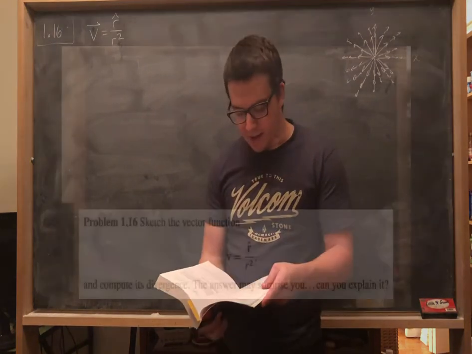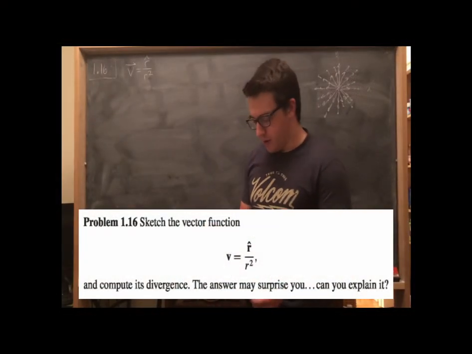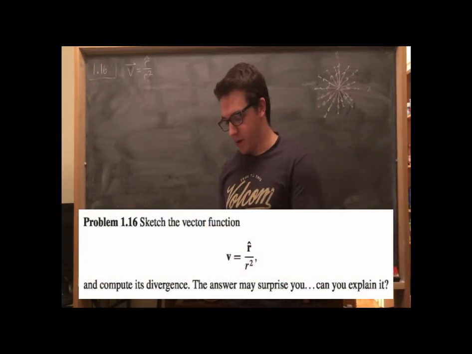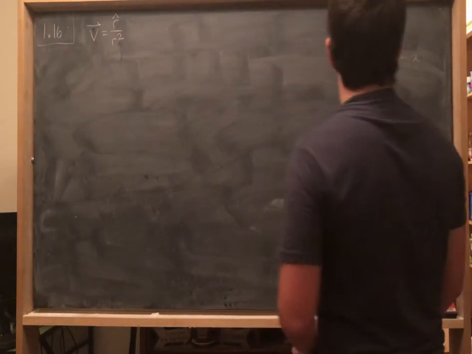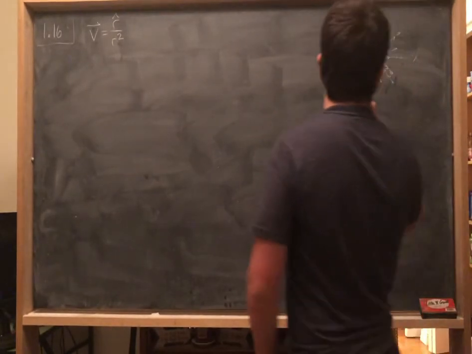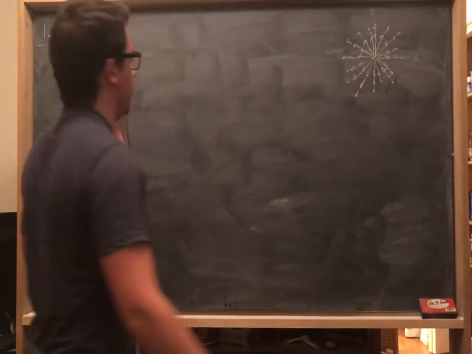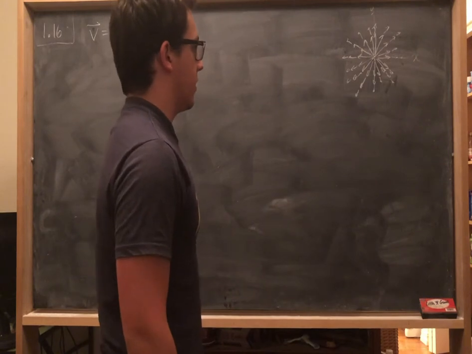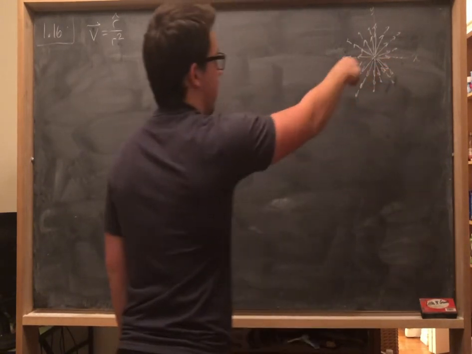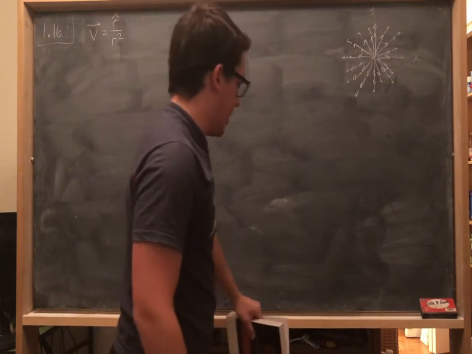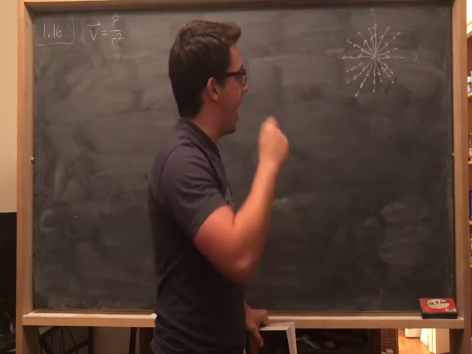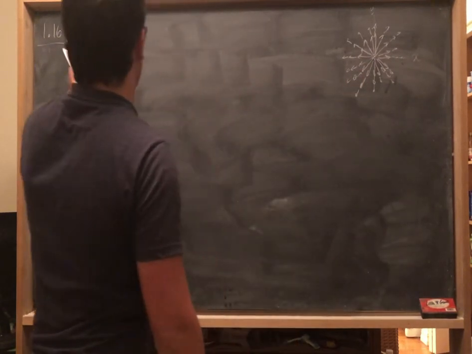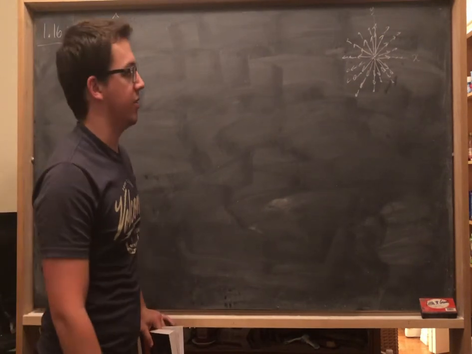So 1.16 asks, sketch the vector function v equals r hat over r squared and compute its divergence. The answer may surprise you. Can you explain it? So I've already sketched the vector function here. It's nothing crazy. It's a vector function that points radially outward everywhere, hence r hat. And the length of those vectors decreases the farther out in r you get, with an inverse square relationship.